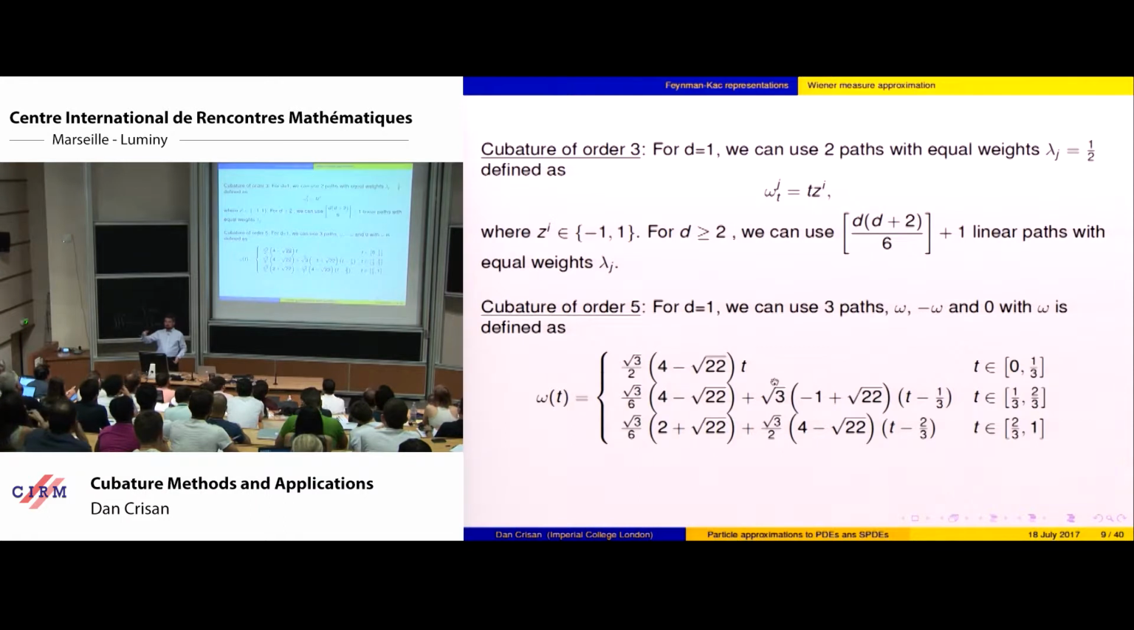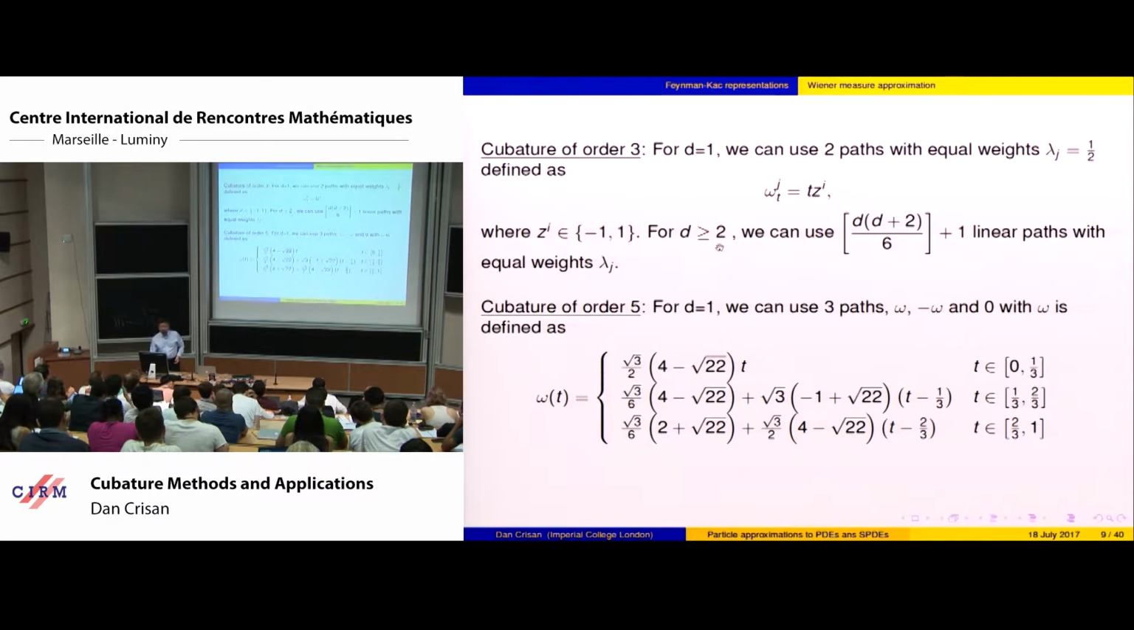In order to get an order one method, you need to match the first three sets of iterated integrals, so a cubature of order three. There's no uniqueness here, but for d equal to 1, a cubature of order 3 is simply two straight paths, going either up or down, each with probability of half. This is a cubature of order 3 in dimension d equal to 1. So you need two paths.